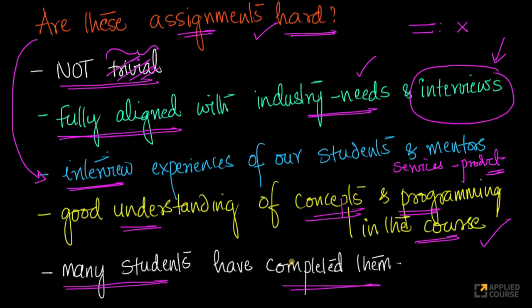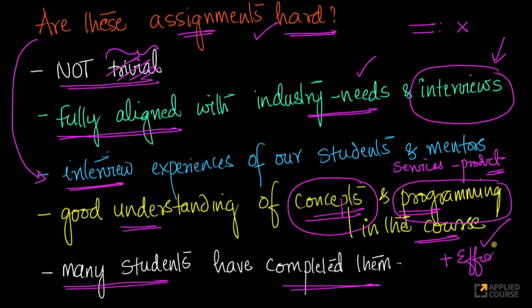What is needed are three things: good understanding of concepts, good understanding of programming. Again, these two are covered in lots of detail in our course. In addition to that, you need a good amount of effort. Again, the effort will differ from student to student. We have a lot of students who are even non-CS students who have done programming probably in their BTech first year. After that, they've never done programming. We have students from mechanical engineering, civil engineering, chemical engineering backgrounds who have completed the assignments and successfully transitioned to machine learning and data science careers.